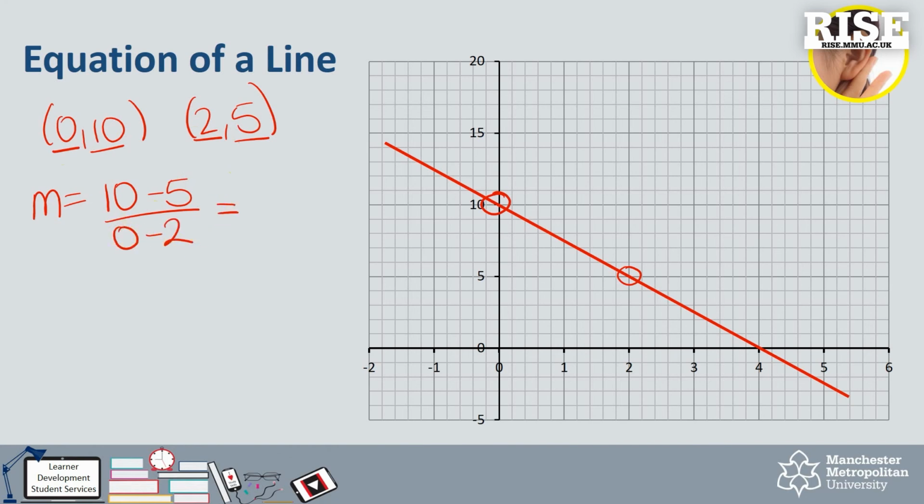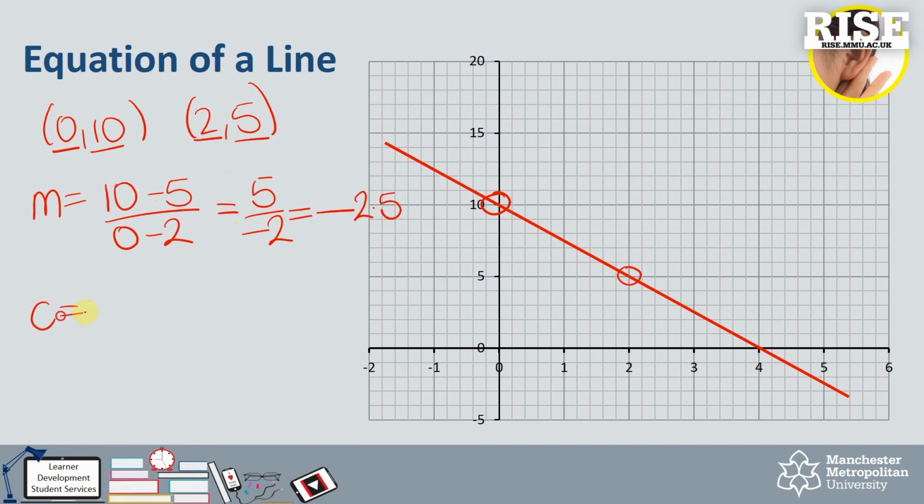Again, I did it in the consistent way. So the first one take away the second one this time. 10 take away 5 is 5. And 0 take away 2 is negative 2. So it's going to have a negative gradient, which I can see from my graph here. And 5 divided by 2 is 2.5.